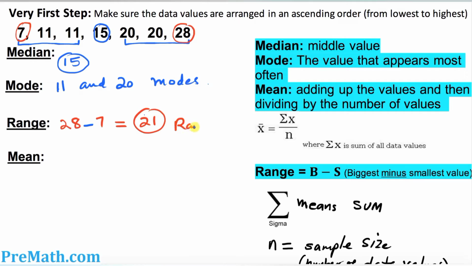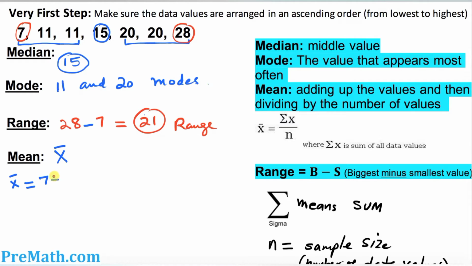That is our range. And finally, I'm talking about the mean, which is represented by x bar. The formula is the sum of the x values, that means all the data values, divided by the total number of values. So we want to add these up. x bar is simply adding all these values up.